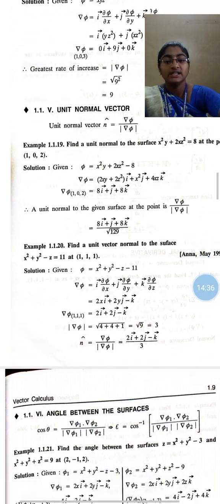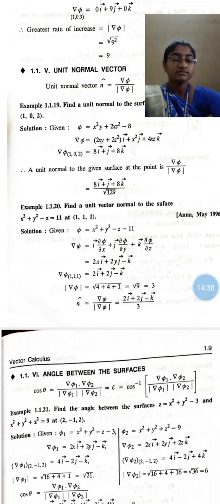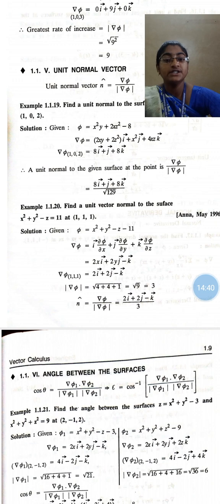Similar example is given in the second one. See, find the unit normal vector to the surface x square plus y square minus z is equal to 11 at 1, 1, 1. So take this surface as pi is equal to x square plus y square minus z minus 11. So unit normal vector, we need del pi and also modulus del pi. So first of all we will find del pi.